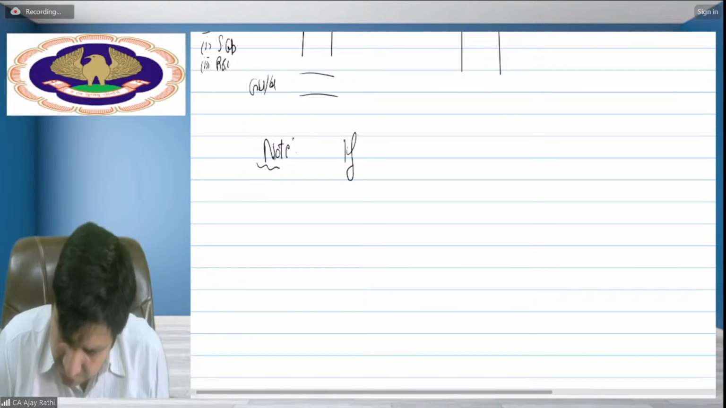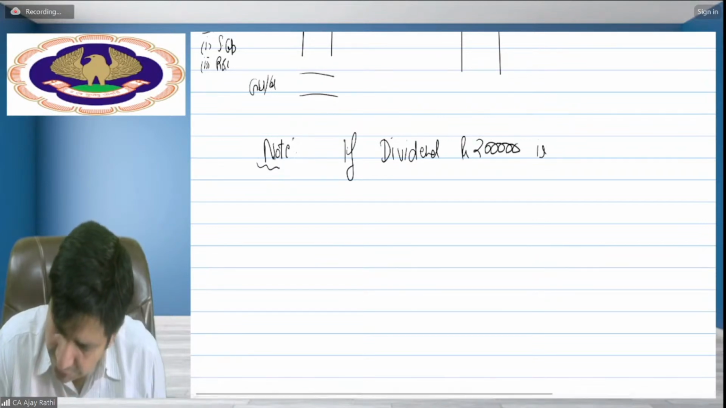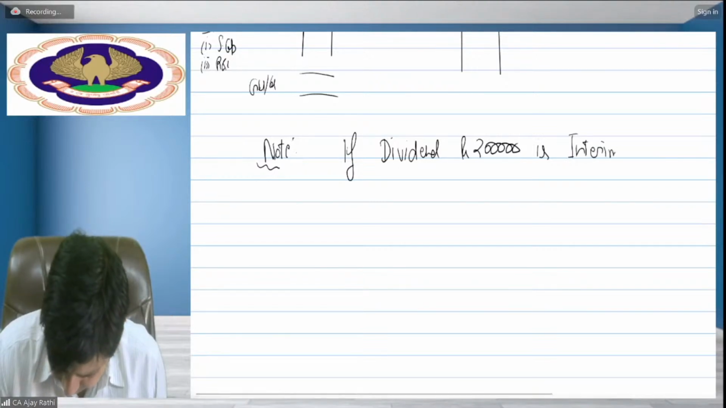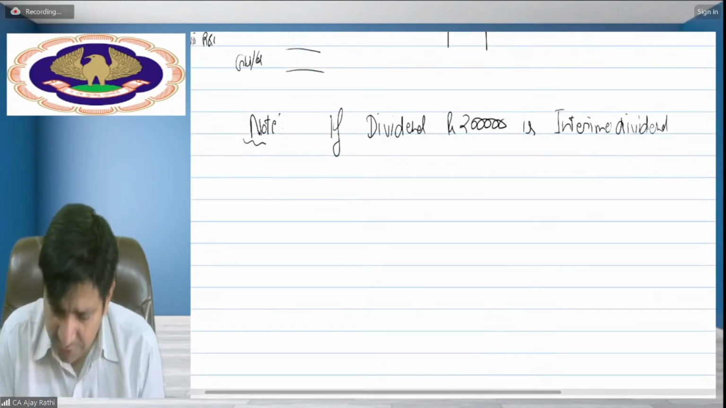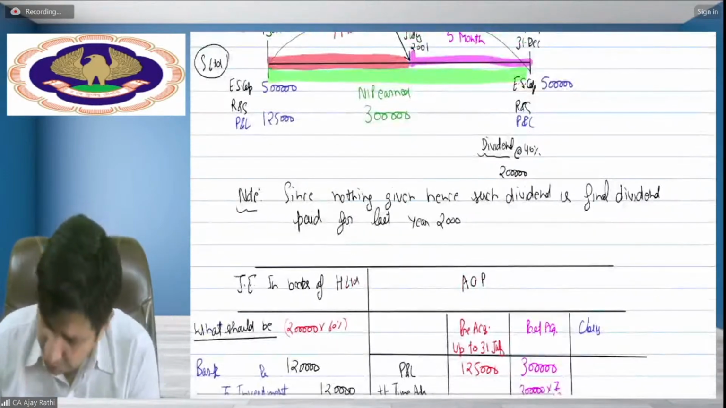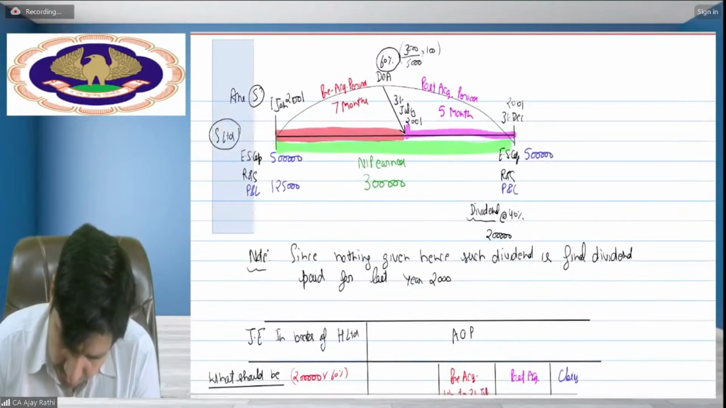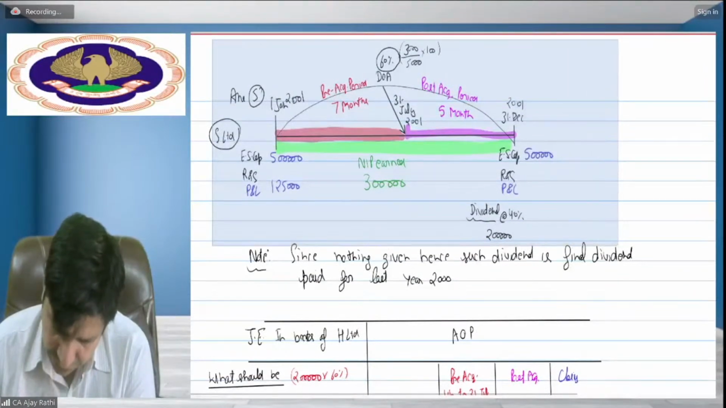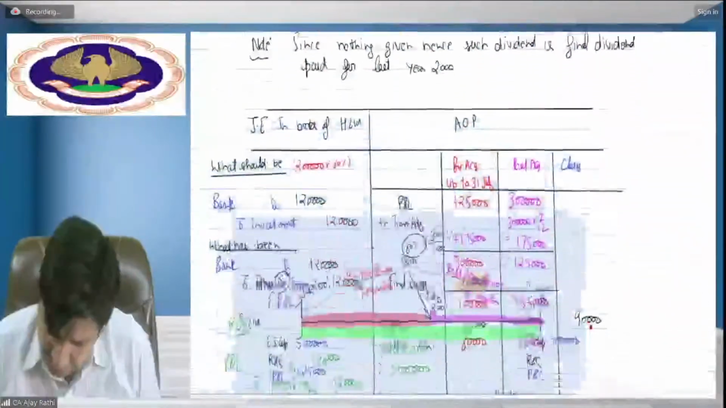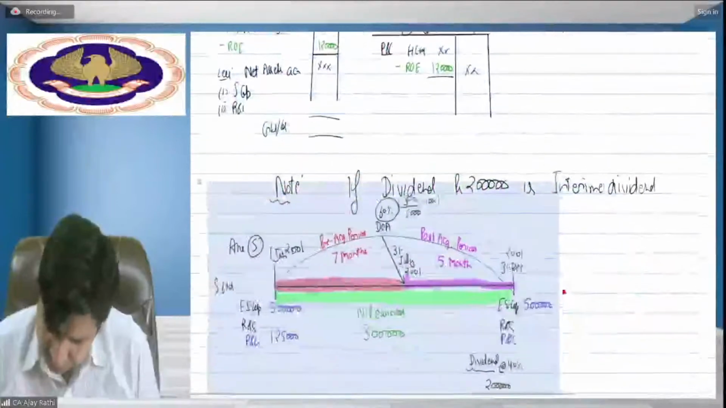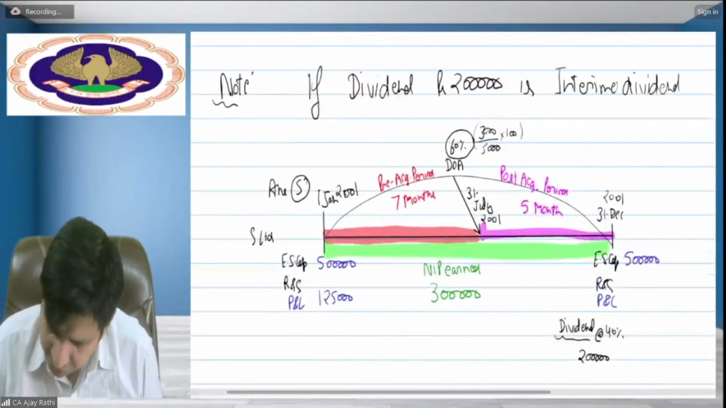If the dividend of rupees 2 lakh is an interim dividend, in that case let's prepare the graph one more time. I am copying and pasting the graph here, and please see this carefully. What happens if the dividend is not the final dividend, if that dividend is interim? In that case, we shall be solving in this way.